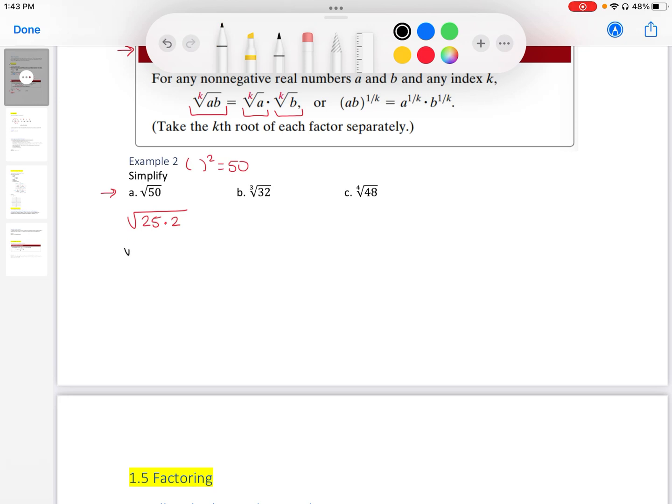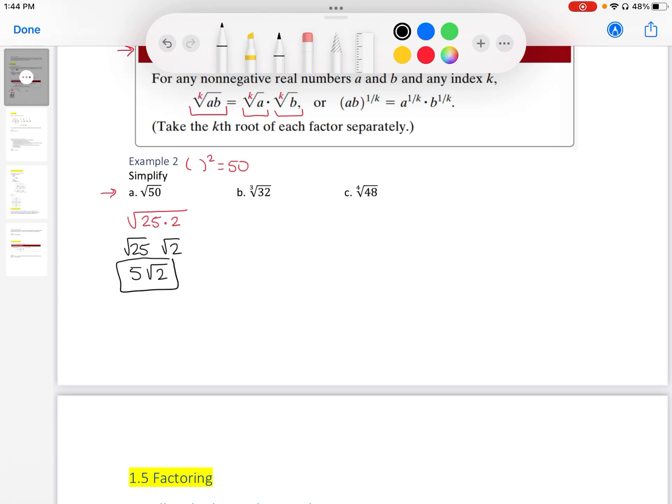I can then split it: the square root of 25, the square root of 2. The square root of 25 is 5. And I can't simplify the square root of 2 any further. So our final answer would be 5 square root of 2. And we can use this with square roots, cube roots, fourth roots, and so on.